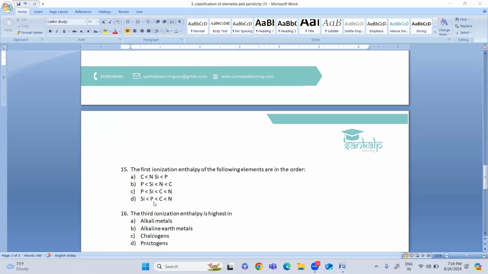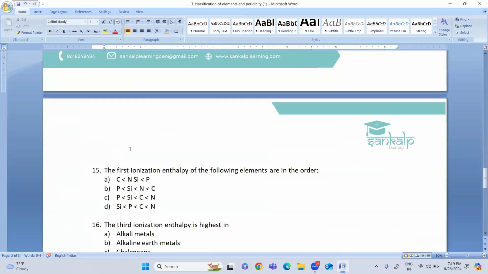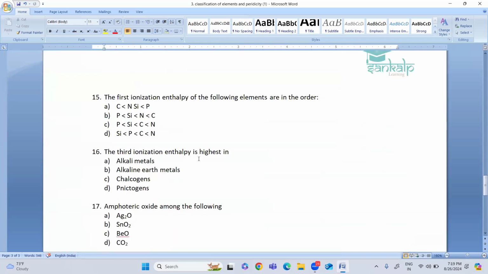Go for the 16th question. The third ionization enthalpy is highest in A, alkali metals, B, alkaline earth metals, C, chalcogens, and D, pnictogens.